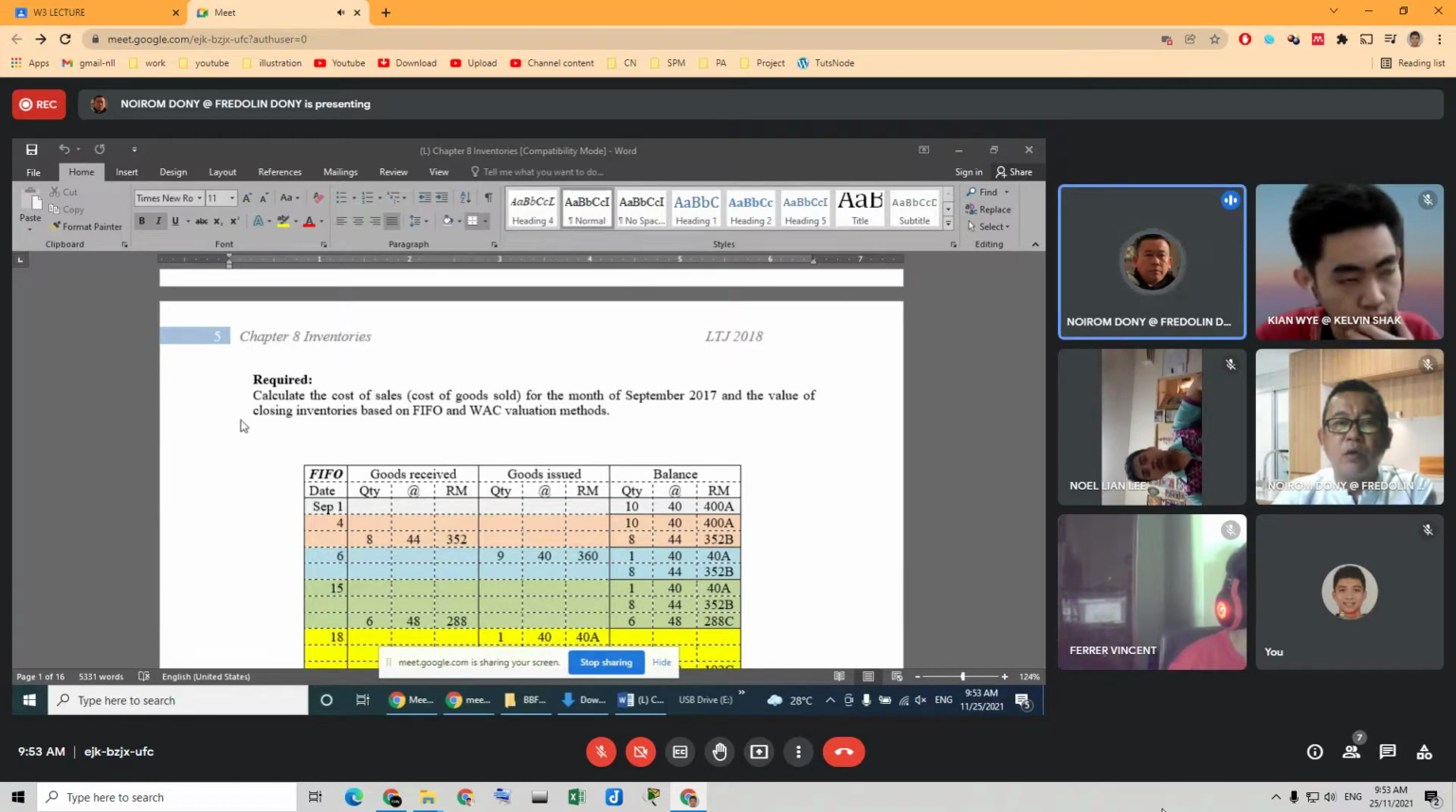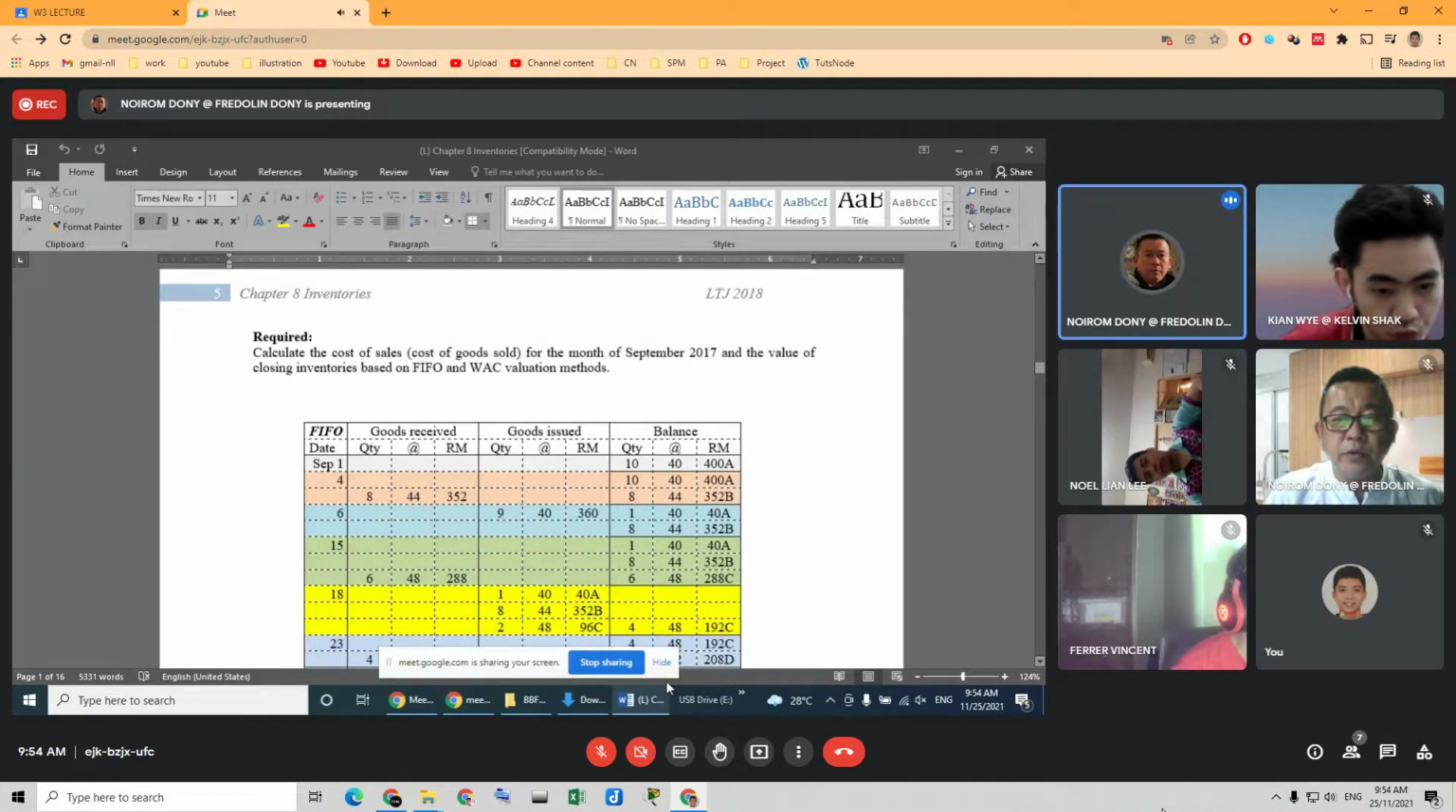One is cost of sales, and the other one is closing inventory. Okay. The value, we are talking about value. We are not talking about quantity. But we need all that information in order to get the value, because cost per unit you multiply by the quantity, isn't it? Okay, so the first thing is we are using first in, first out.